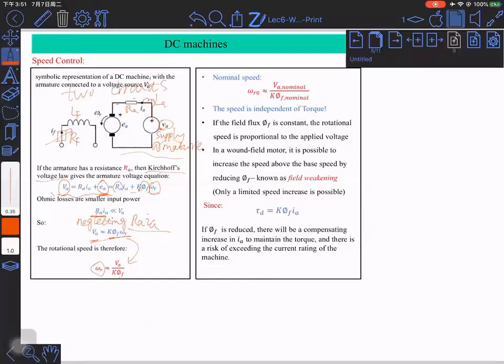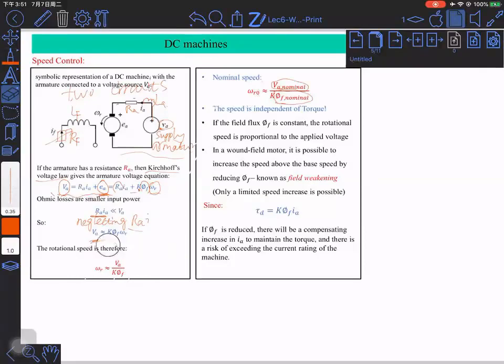Now, based on this equation, if we have a nominal terminal voltage and nominal field flux, we'll be able to derive the nominal speed of the machine. This is the nominal speed which is written on the plate of the machine. But interestingly, you can find a phenomenon here. That is, the speed is independent of the torque.